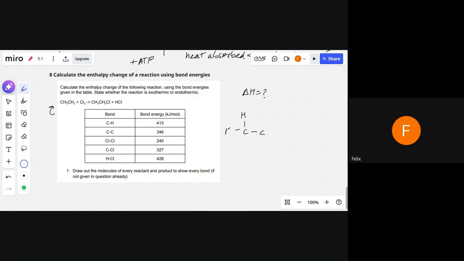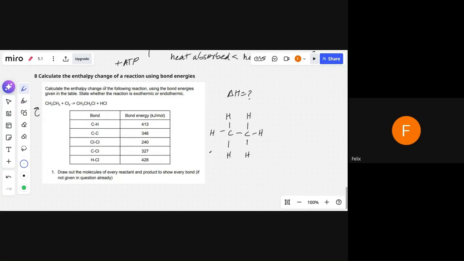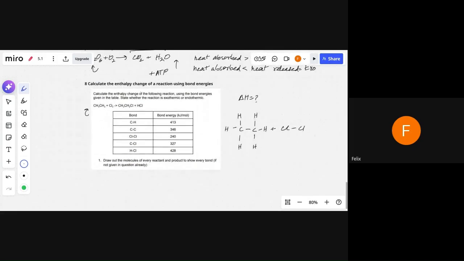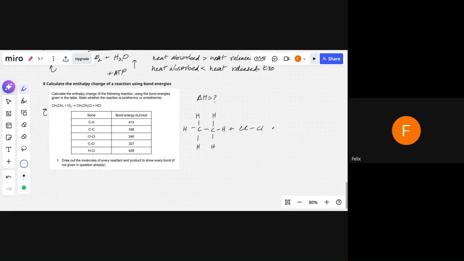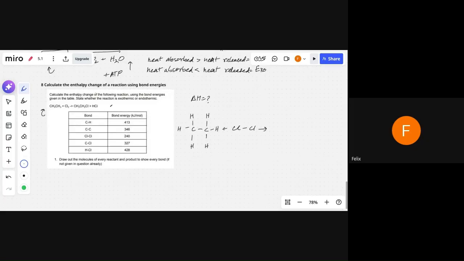Sometimes they give you the structure like this, which makes it easier. And this question is a bit difficult because some students may not be able to draw this structure by looking at this equation, and it might be a problem for them. And then Cl2, so we have a single bond in the chlorine molecule, Cl and Cl. Okay, so these are our reactants. And now the products, again, it's a bit difficult molecule to draw.